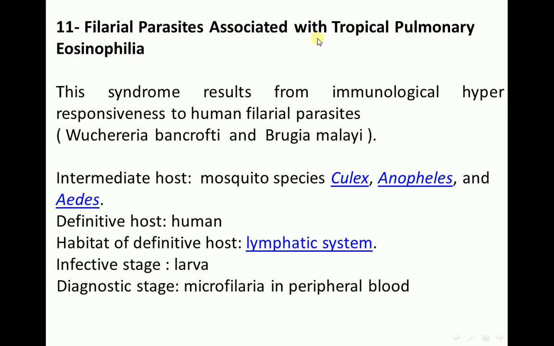Filarial parasites are associated with tropical pulmonary eosinophilia. This syndrome results from immunological hyper-responsiveness to human filarial parasites, Wuchereria bancrofti and Brugia malayi. The intermediate host for this parasite is the mosquito: Culex, Anopheles, and Aedes, while the definitive host is a human. The habitat of the definitive host is the lymphatic system. Infective stage, larva. Diagnostic stage, microfilaria in peripheral blood.